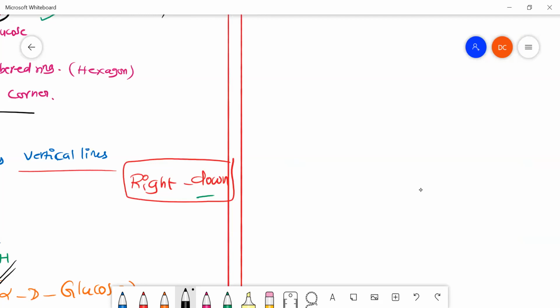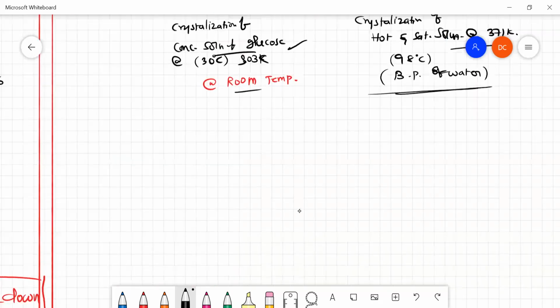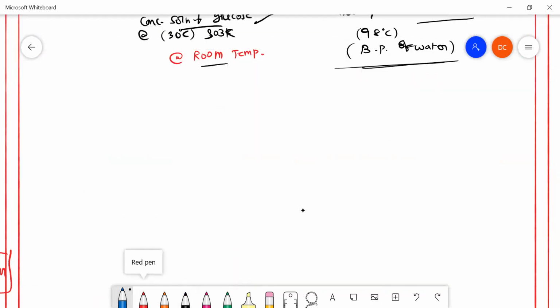And what is the next one? Have you all studied this? The next important thing is mutarotation. We talk about mutarotation. What does mutarotation mean?